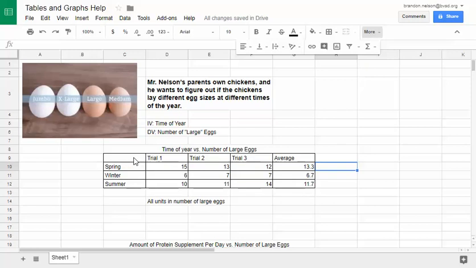So here's what we're going to do. We're going to copy all of the labels from our independent variables, so the seasons. We're just going to set it off to the side somewhere. This is where our throwaway table is going to be. We need to do the same thing with our averages since that is what we're graphing.